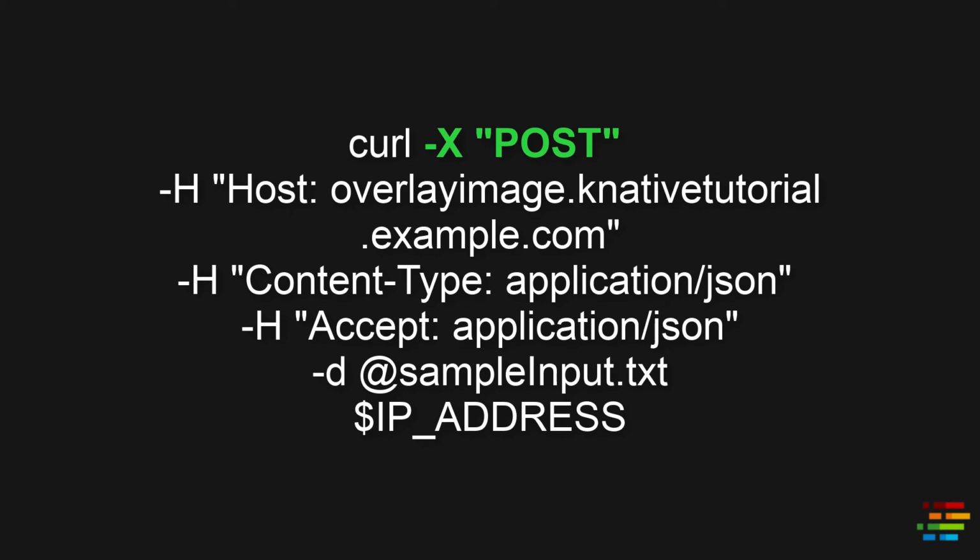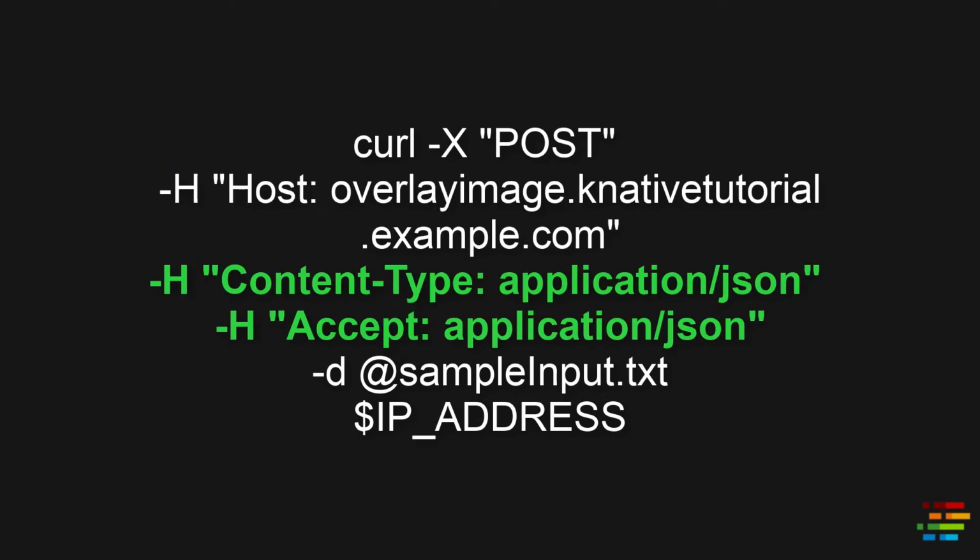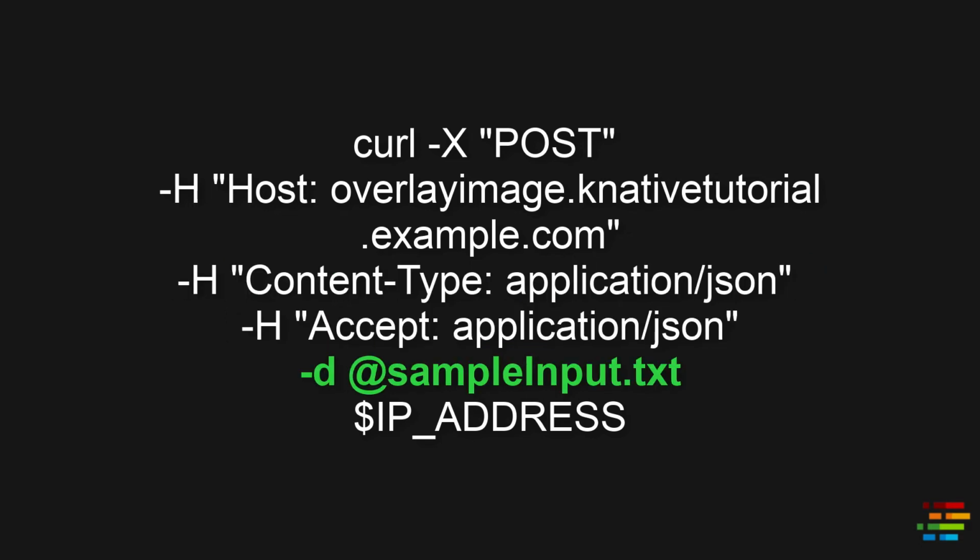Here's the delightfully simple command. We use -X to make this a POST. We set the host header with the domain of the service. We specify that we're sending and receiving JSON. And we pass in the file sampleinput.txt as the data. Finally, we have the actual URL.